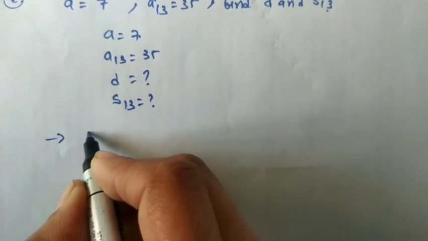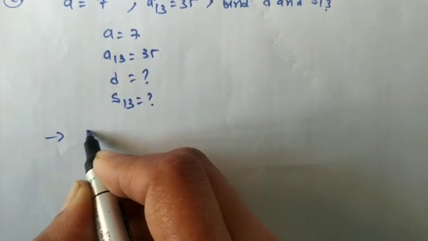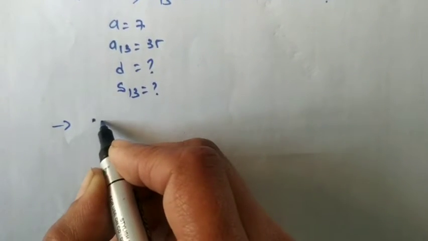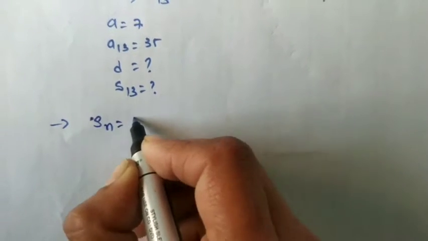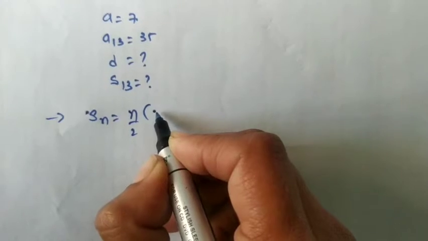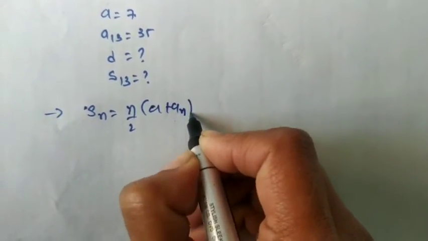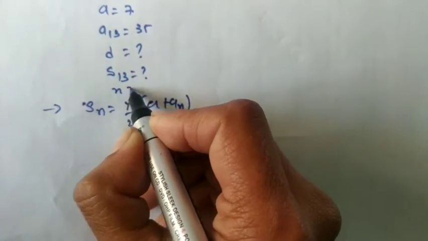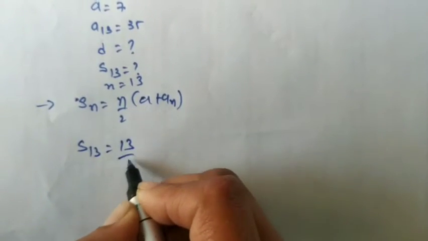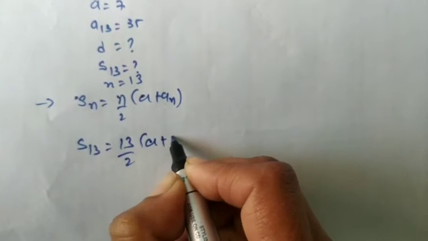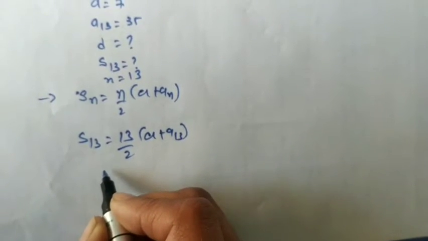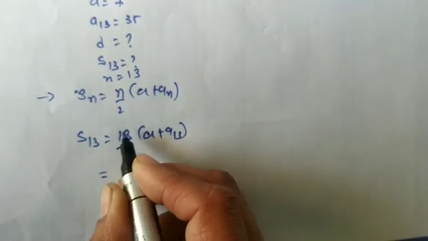So first here we can apply the formula, that is a plus an, we can use here, because Sn has one equation as n by 2 into a plus an. So there what will we take? Here n we will take as 13. So S13 is equal to 13 by 2 into a plus a13. Now whatever values you can see over there, you can substitute. S13 we do not know, that is what we are finding.